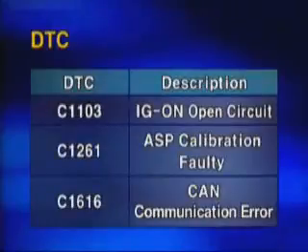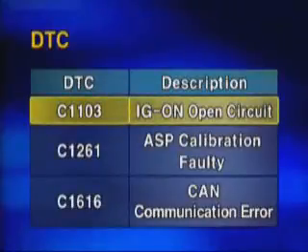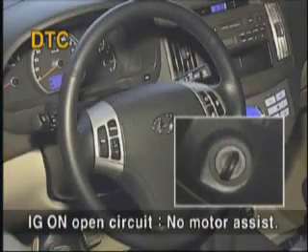For the error codes, C1103. This is the error code when IG on signal is electrically faulty. As the IG on power is the MDPS CM start power, if the power is not supplied at IG on, then the MDPS is not working.